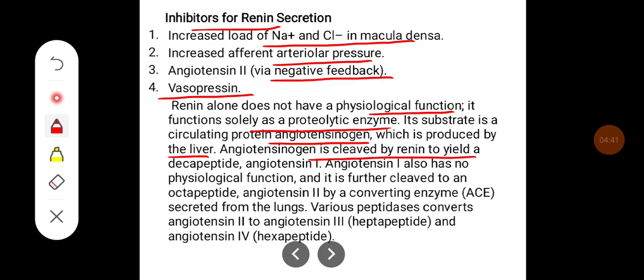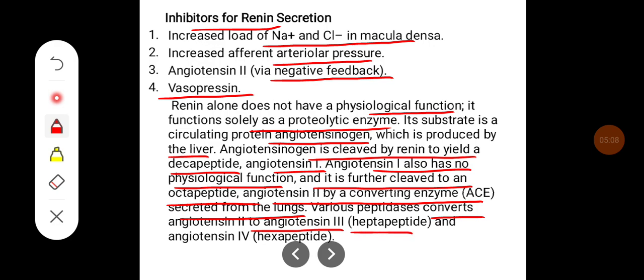Angiotensinogen is cleaved by renin to yield the decapeptide angiotensin 1. Angiotensin 1 also has no physiological function, and it is further cleaved to the octapeptide angiotensin 2 by converting enzyme, that is angiotensin converting enzyme, secreted from the lungs. Various peptidases convert angiotensin 2 into angiotensin 3, which is a heptapeptide, and angiotensin 4, which is a hexapeptide.